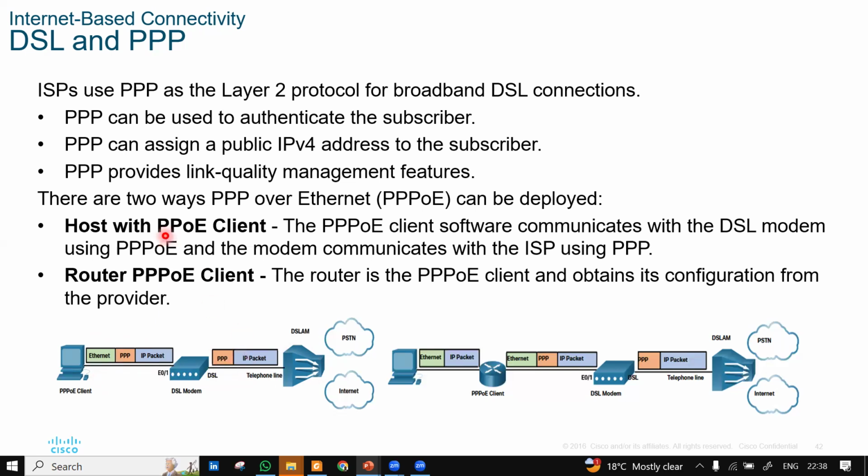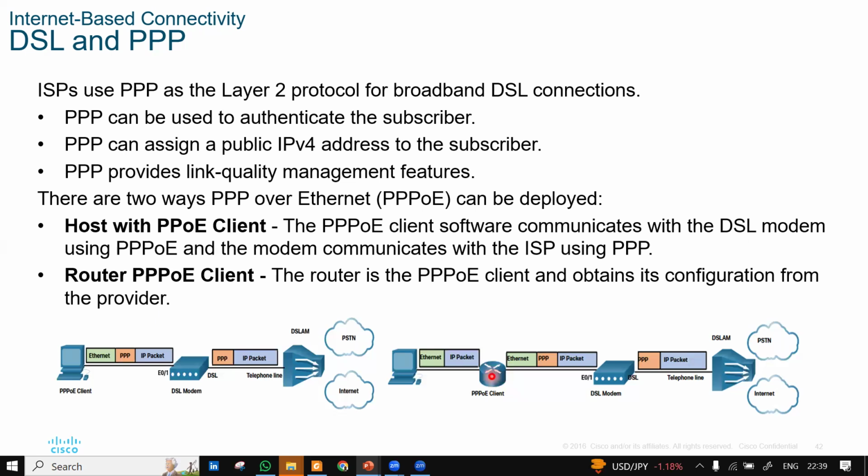Right. So with host being a PPP client, there is a software installed here which allows you to encapsulate PPP over Ethernet. Then your traffic goes here. Then it goes to the multiplexer. With the router as a PPP over Ethernet client, it means authentication happens here. PPP authentication happens at the router. So traffic coming from your end devices, your computers, is not encapsulated with PPPoE in this case, right?